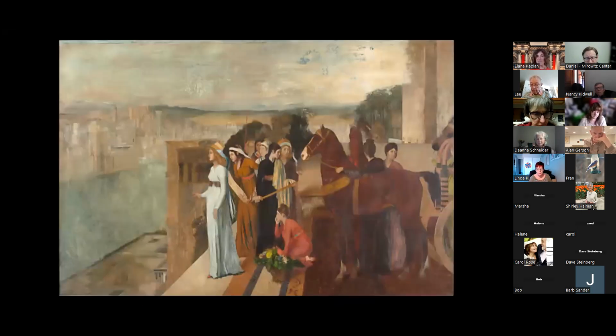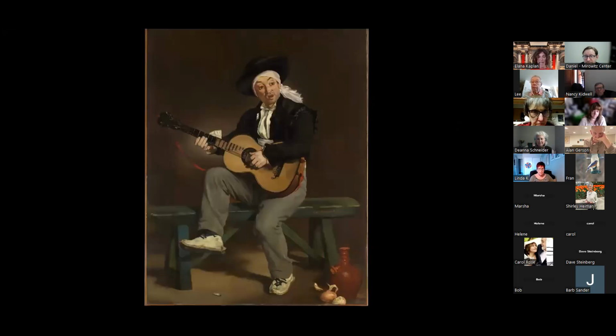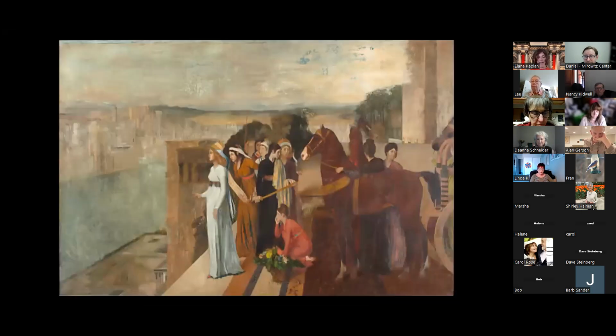Okay, our next painting is by Degas. It's a very large painting. It's 59 inches by 8 feet, and it's called Semiramis Building Babylon. It was painted in 1861, the same year as Manet painted the Spanish singer. And this painting is at the Musée d'Orsay in Paris.